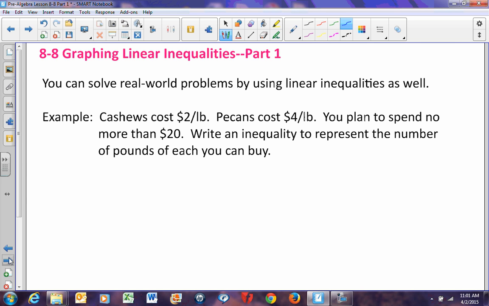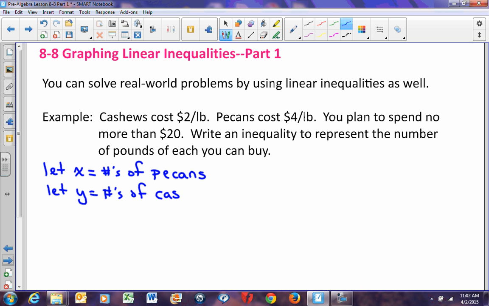I'm going to let x equal pounds of pecans, and I'm going to let y equal pounds of cashews. And by the way, that's the symbol for pound. It was the symbol for pound long before it was a hashtag symbol.